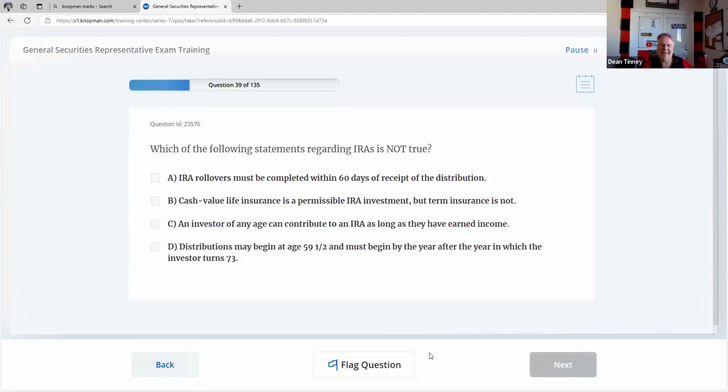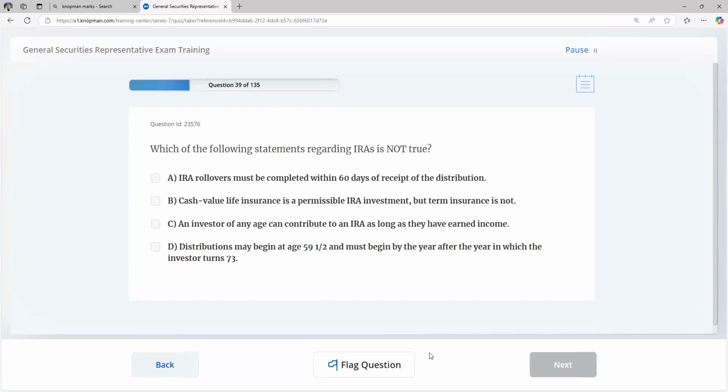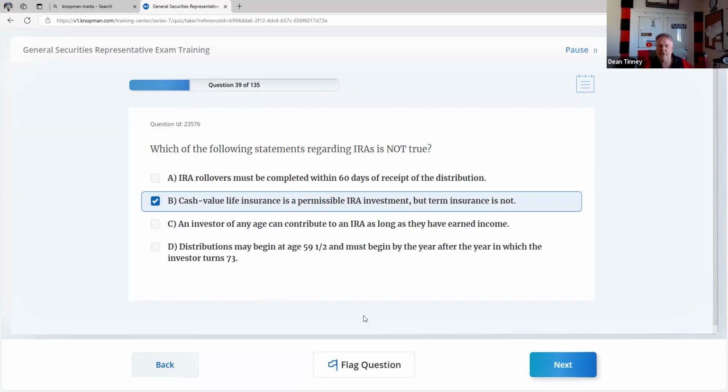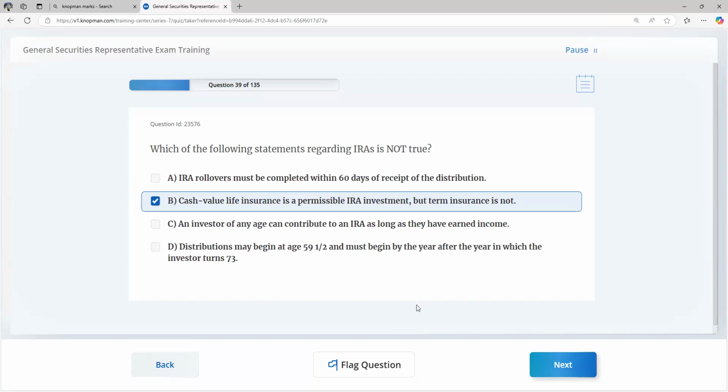Which of the following statements regarding IRAs is not true? An investor of any age can contribute. Yeah, that's true. Distributions may begin at 59 and a half and must begin the year after. I think that's also true. Rollovers within 60 days. Yep, I think that's also true. Is cash value life insurance permissible in an IRA investment? Yeah, I think that's just wrong. I've never even heard of that. But the other 3 are correct, right? That's why I think that's B, right?